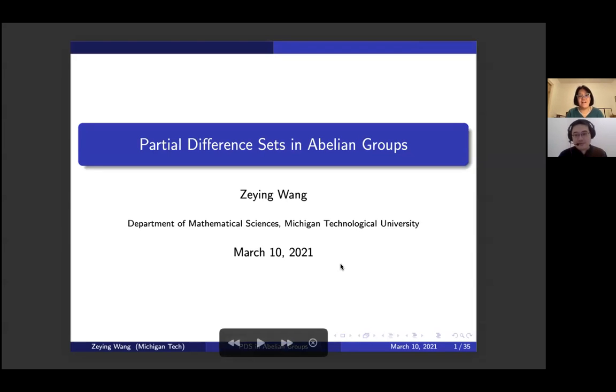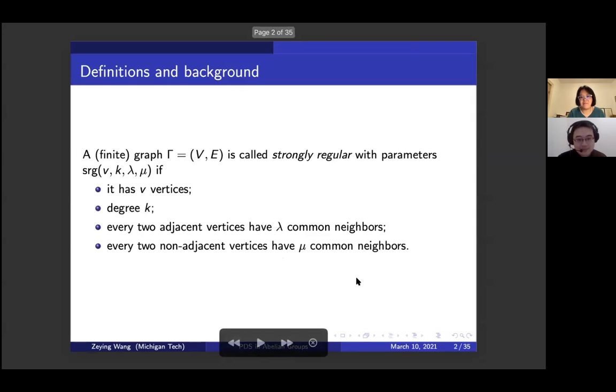Over here. And today I want to talk about my recent results on partial difference sets in abelian groups. So first I will give some introductions. And so first I will talk about strongly regular graphs.